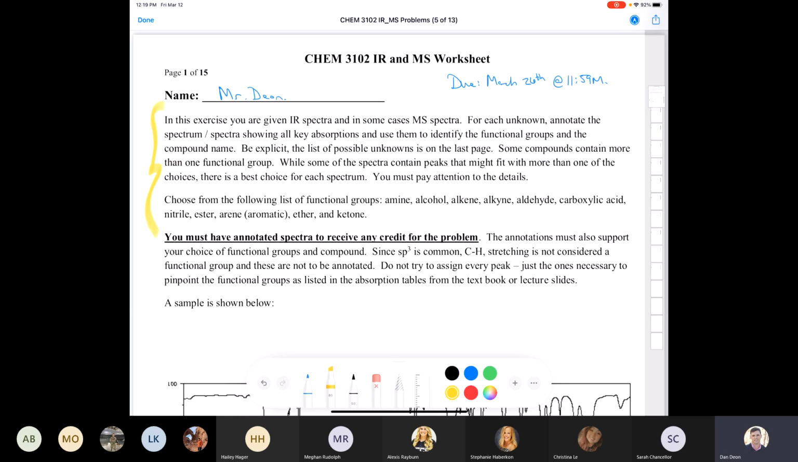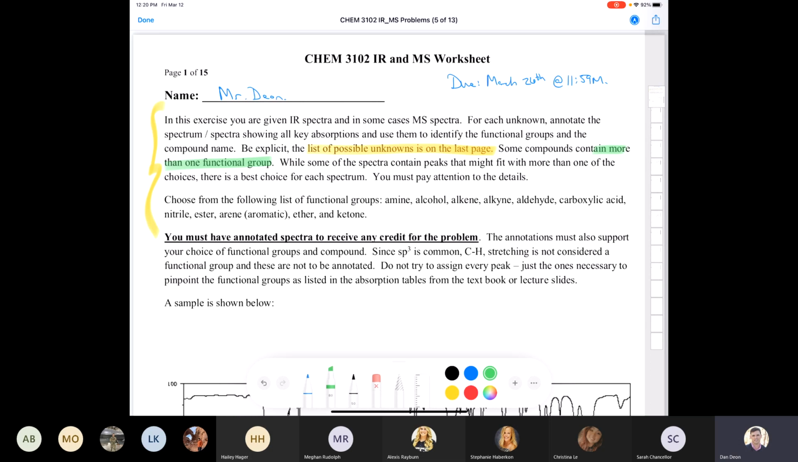Showing key absorptions on the IR. In order to determine what the compound is, I've given you a list of possible unknowns on the last page. There are more than enough unknowns, and there's only 1 compound per spectrum or pair of spectra. You have to be able to figure out which one is correct. Also, many of the compounds have more than 1 functional group. So you might have, let's say, an alkene and an alcohol, or an alkyne and a carboxylic acid in the same compound. You have to be aware of that.